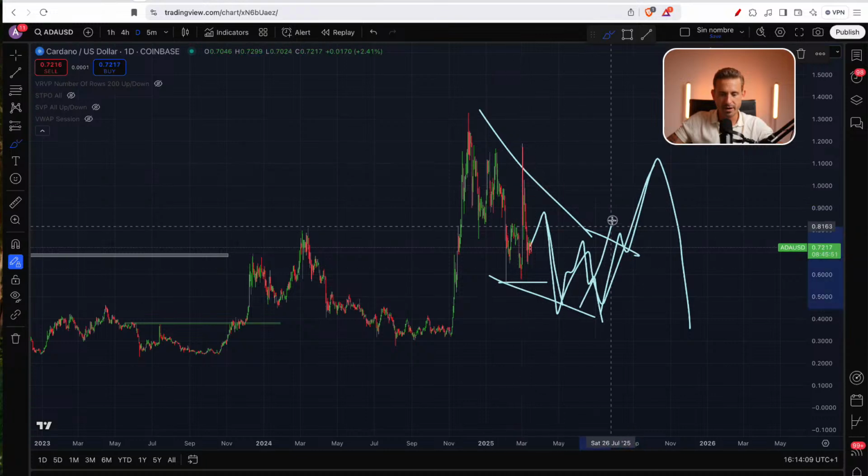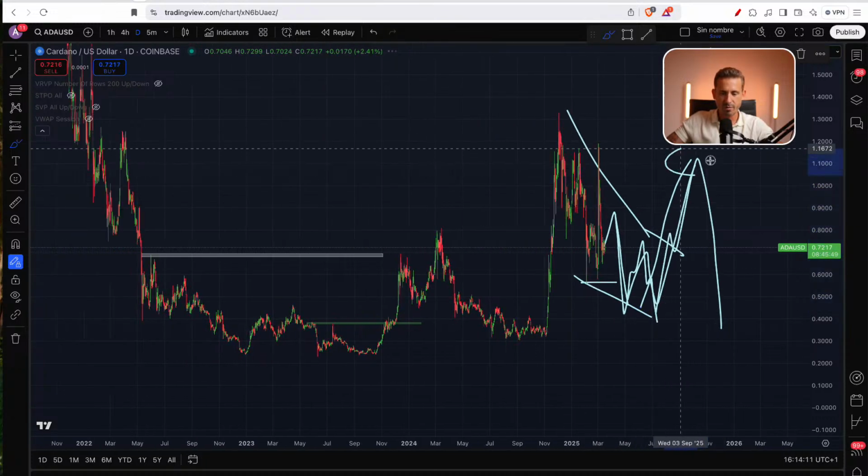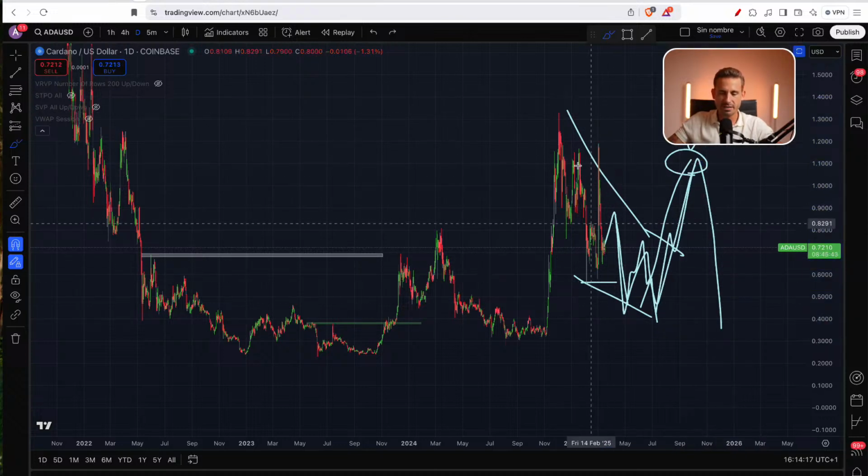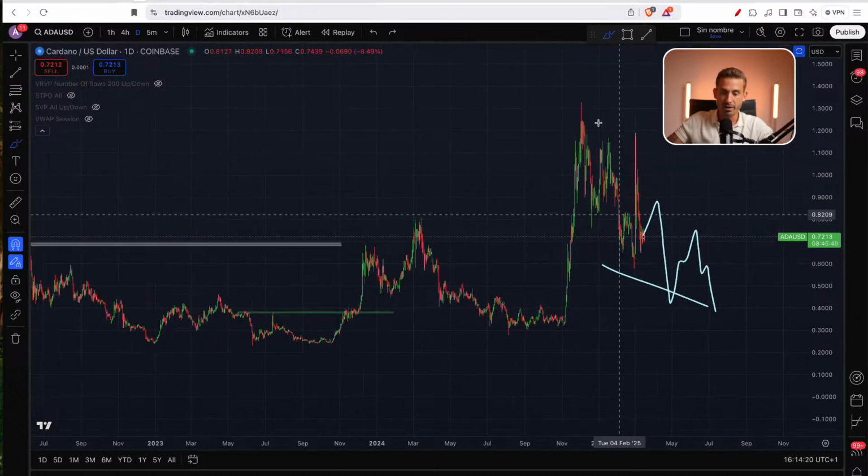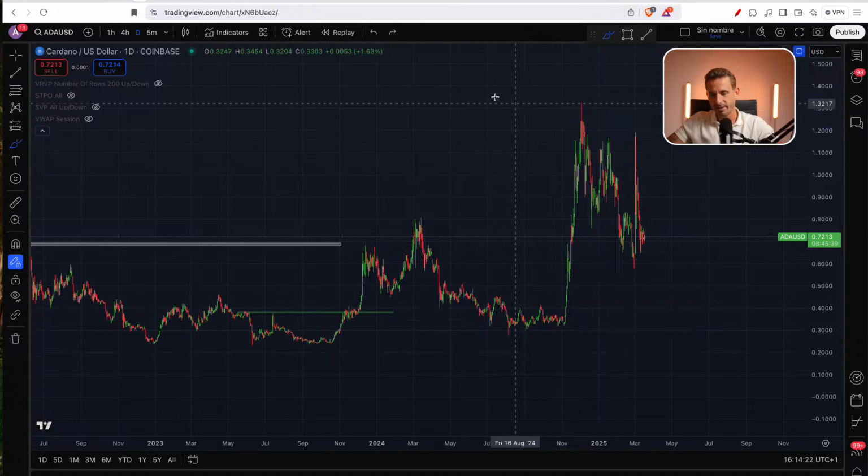You will have a breakout of a descending wedge. Oh my goodness, this is it. We are back. We are so back. And then, yeah, it's a big, massive trap. And the bear market has already started, right?